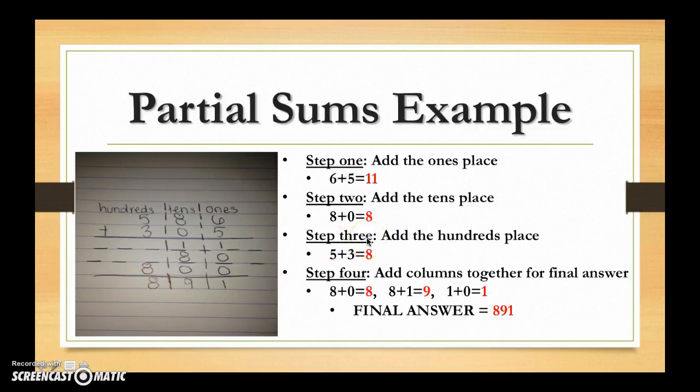Step 3, we're going to be adding the hundreds place, which is 5 plus 3. That equals 8. And again, we're going to put zeros here because it's in the hundreds column. And step 4, we're going to add all the columns together for the final answer. And the final answer is going to be 891.